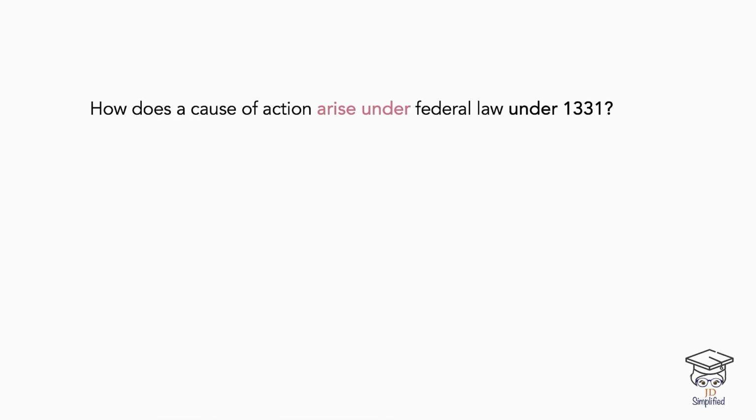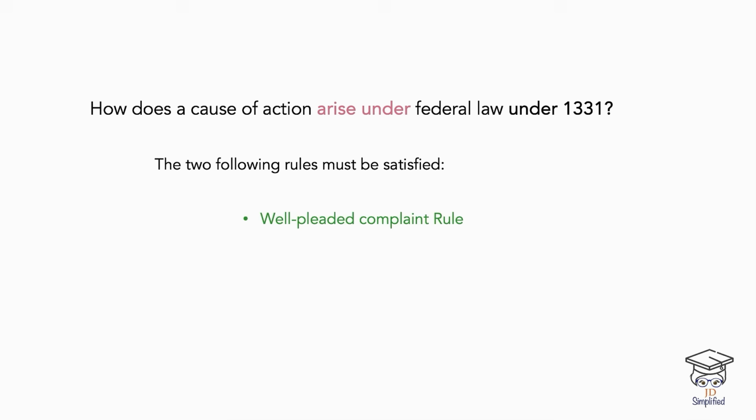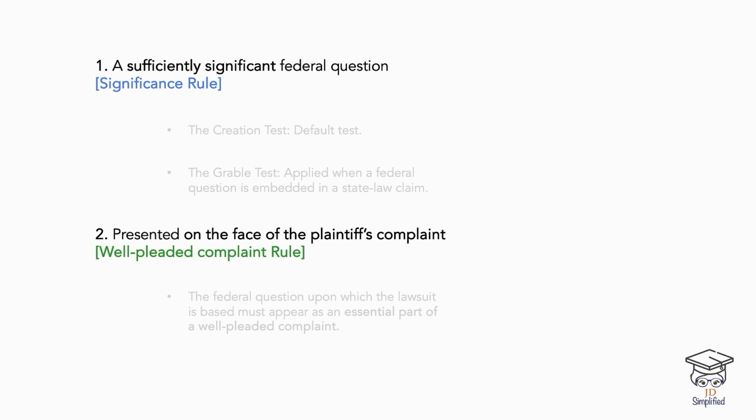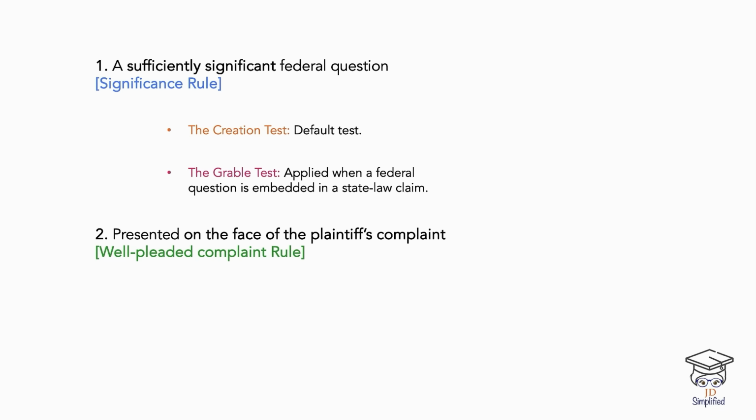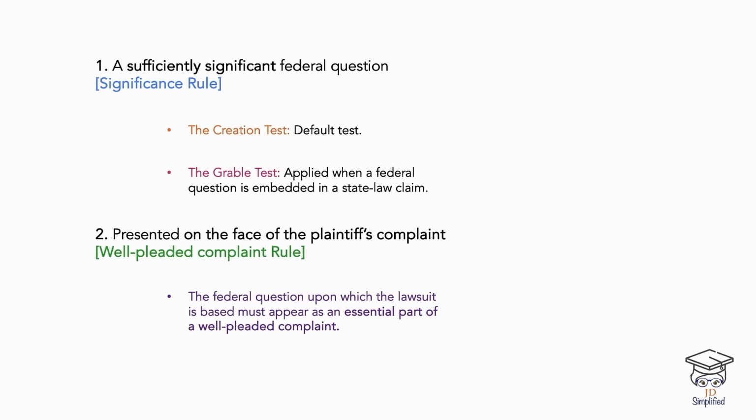Okay, to recap, how does a cause of action arise under federal law? The two following rules must be satisfied: well-pleaded complaint rule and significance rule. So, a sufficiently significant federal question must be presented on the face of the plaintiff's complaint. Sufficiently significant entails the federal question falling under the creation test or the Grable test. And the well-pleaded complaint rule means that the federal question upon which the lawsuit is based must appear as an essential part of a well-pleaded complaint.